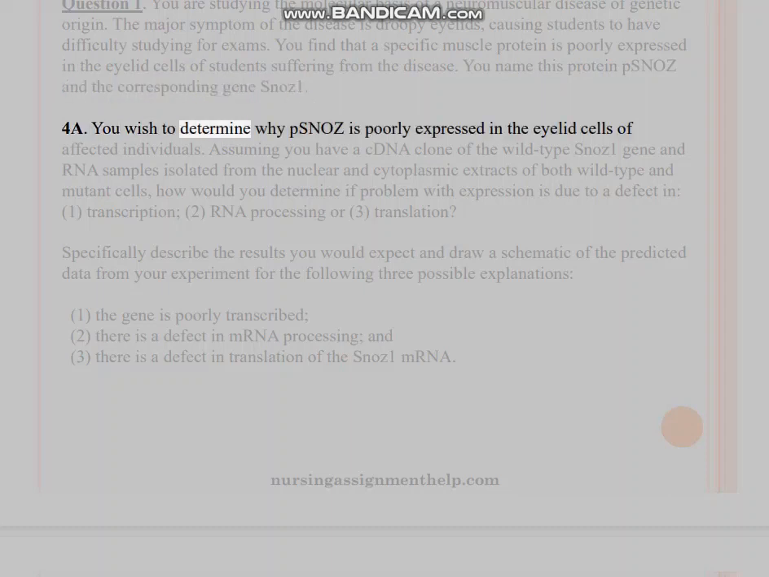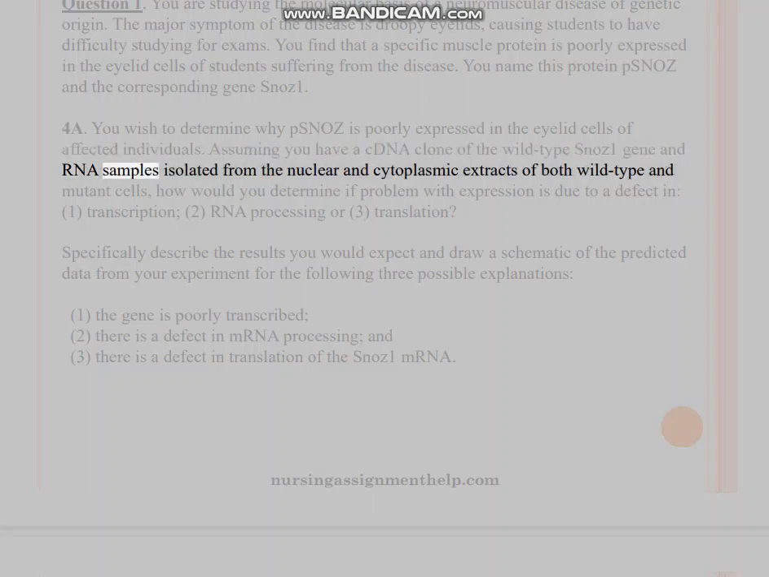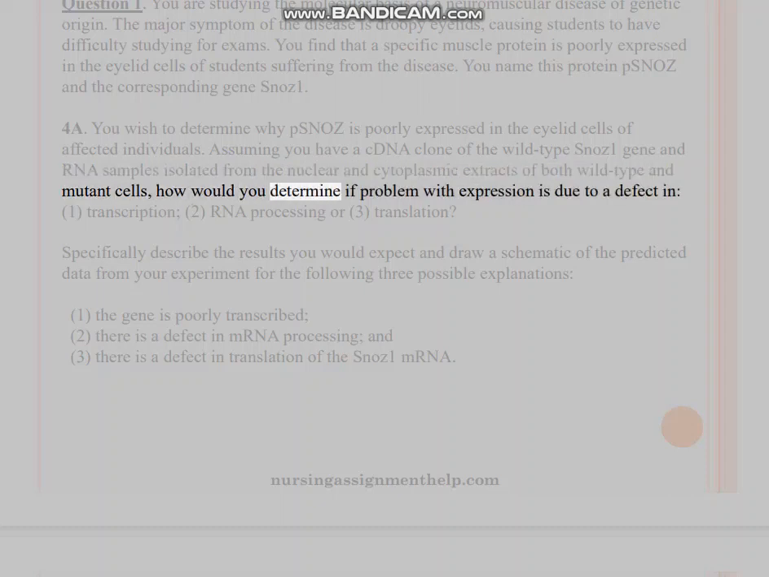For A, you wish to determine why PSNOZ is poorly expressed in the eyelid cells of affected individuals. Assuming you have a cDNA clone of the wild-type SNOZ1 gene and RNA samples isolated from the nuclear and cytoplasmic extracts of both wild-type and mutant cells, how would you determine if the problem with expression is due to a defect in 1. Transcription, 2. RNA processing, or 3. Translation?